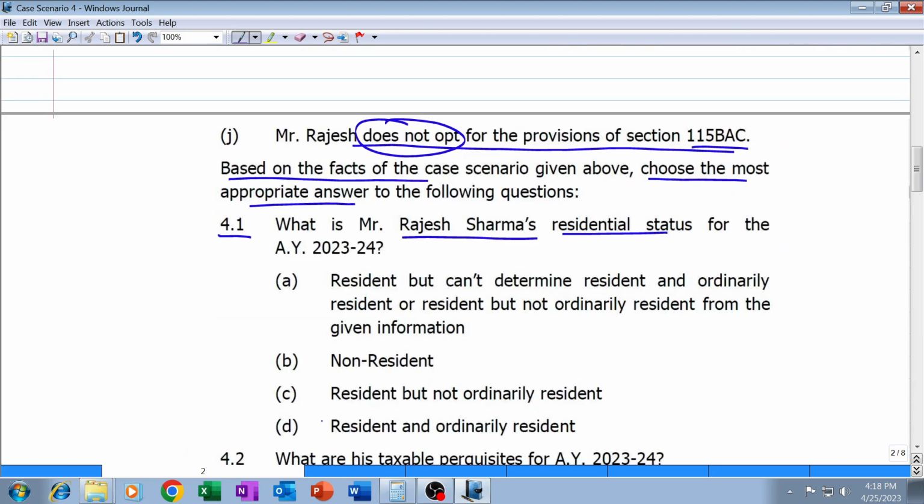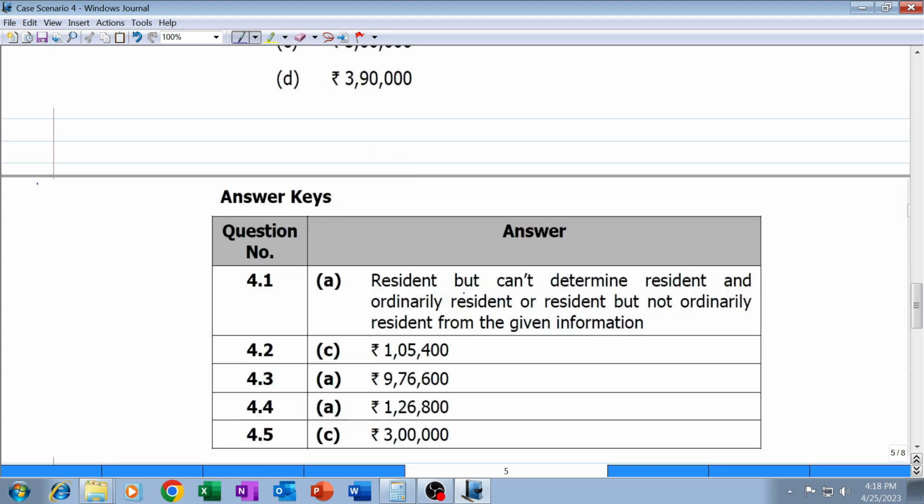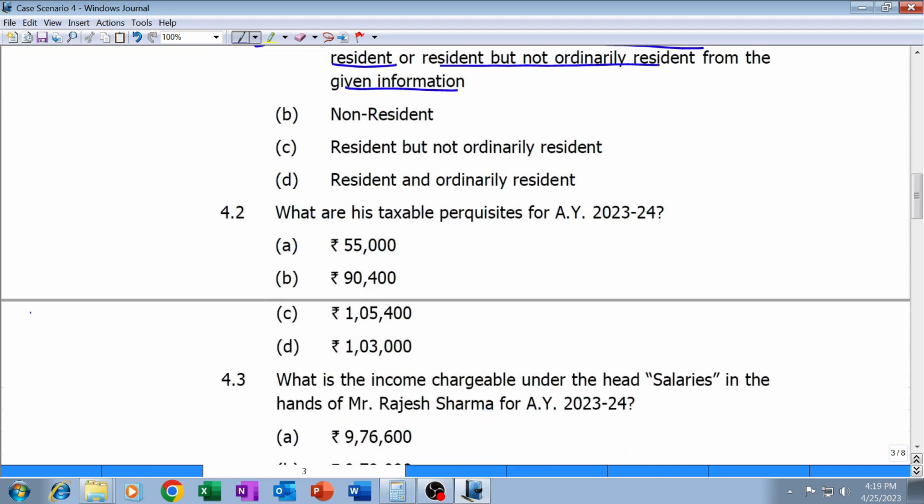Okay, so what are the four options given? A, B, C, D. B is non-resident, C is resident but not ordinarily resident, D is resident and ordinarily resident. First is resident but can't determine resident and ordinarily resident, or resident but not ordinarily resident. Correct answer is A. We can't determine because we don't have the previous information. Information is not available. What's the institute's answer? Let's check. Institute's answer for 4.1 is A. Our answer is correct. I hope you are understanding.